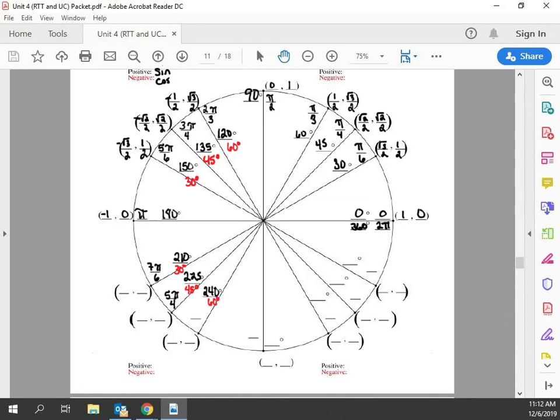Plus 1 to get your numerator. Last one was what? There you go. You got the idea.